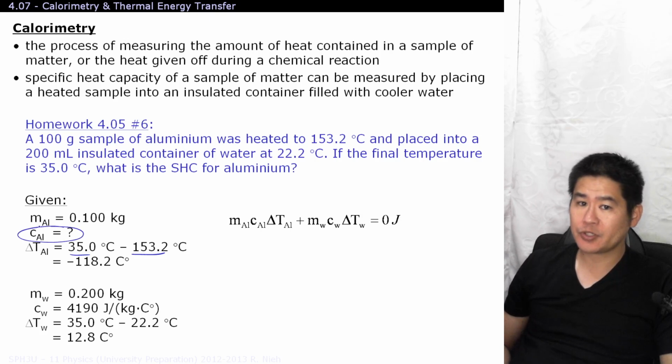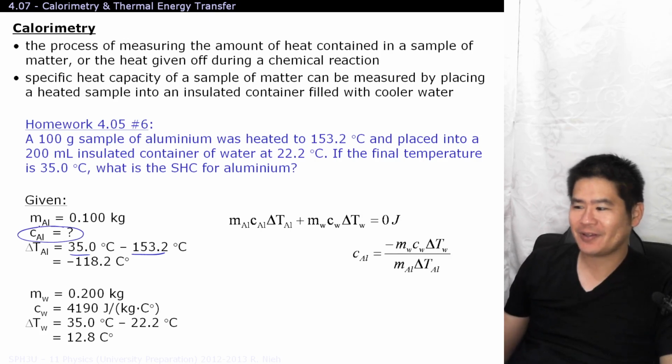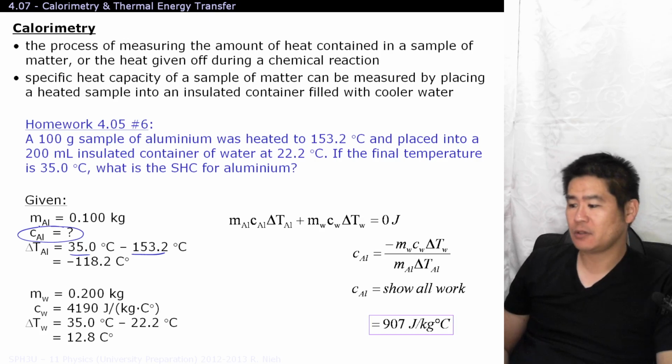So you go through all the number crunching. If you want to pause the video, go ahead. And here's the reveal. You'll find out that the heat capacity of this particular isotope of aluminum worked out to 910 joules per kilogram per degree Celsius.